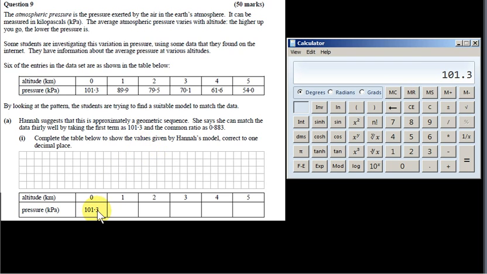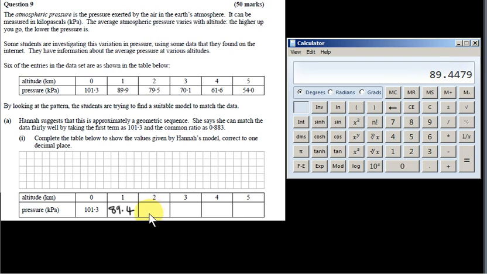So, Hannah says that these values follow a geometric sequence where the common ratio is 0.883. The first value is 101.3. That's atmospheric pressure at sea level, where the altitude is 0. Now, to get the value at 1 kilometer, we multiply this number by 0.883, because these numbers are to follow a geometric sequence with r equal to 0.883. We want this value to one decimal place, so we write down 89.4.